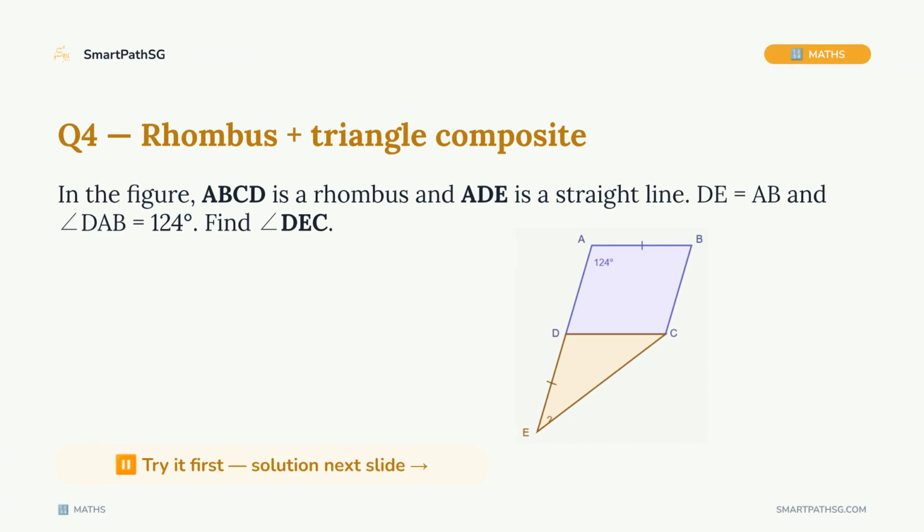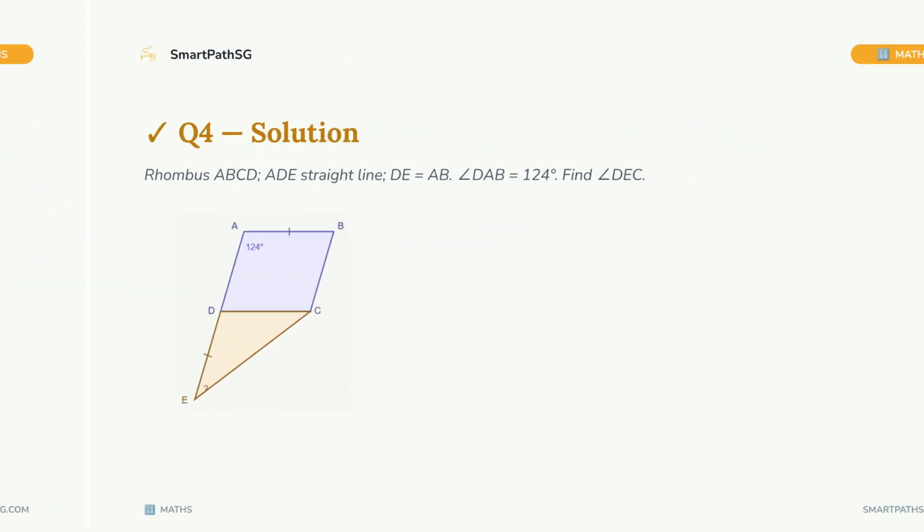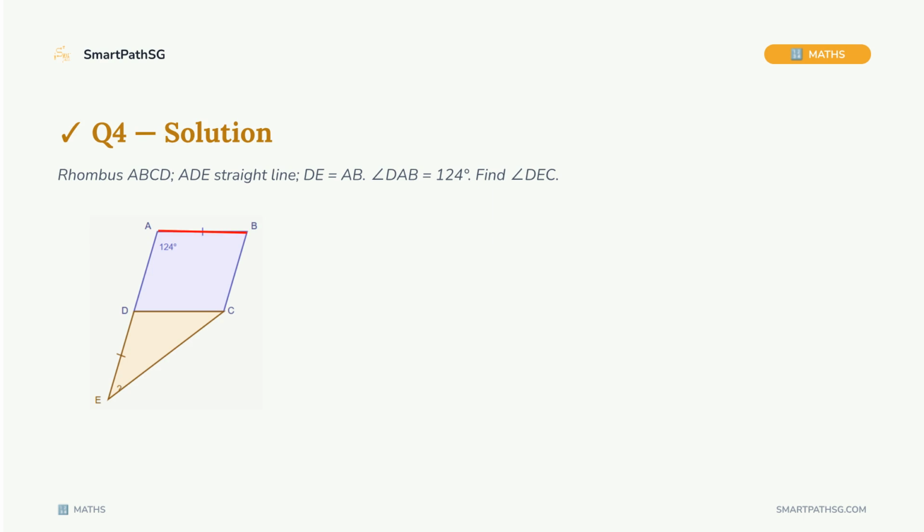Question 4. A composite figure. ABCD is a rhombus, and ADE is a straight line. DE equals AB, and angle DAB equals 124 degrees. Find angle DEC. The key is recognizing that AB equals DC because all sides of a rhombus are equal. Since DE equals AB, DE equals DC, which means triangle CDE is isosceles.